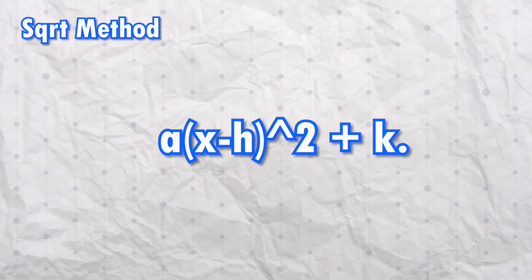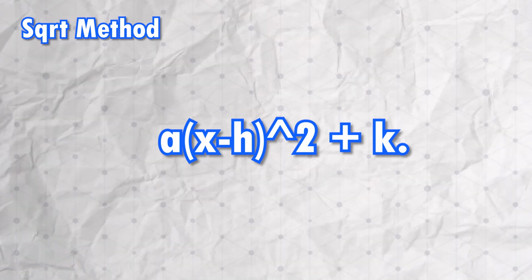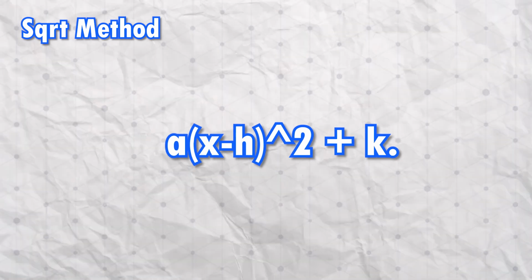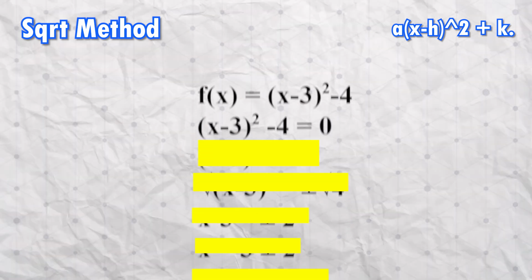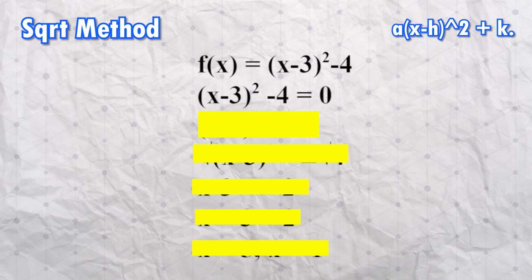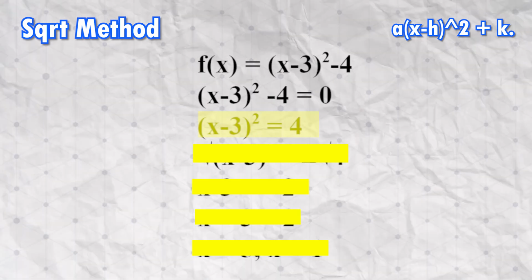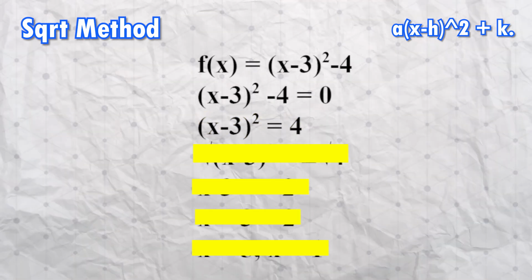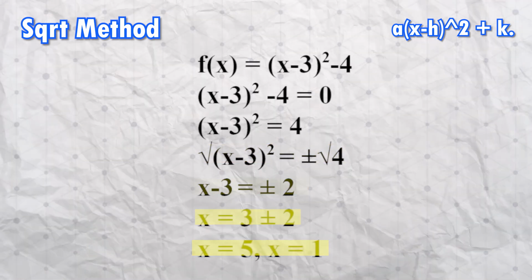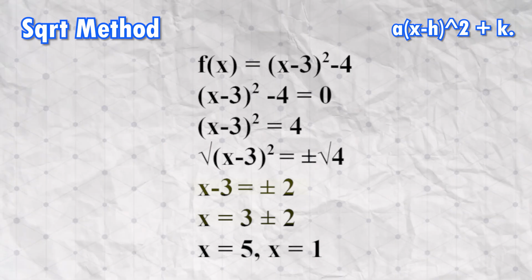Now, this is for when the quadratic is in the format of a(x minus h) squared plus k. This is the exact same process as the previous method, but with one extra step. Let's say we have f of x equals (x minus 3) squared minus 4, and f of x is equal to 0. First, we would change f of x to 0, and now we move the constant to the other side. Now, we take the square root with the plus minus sign, and we add 3 to both sides, giving us x equals 3 plus minus 2. It's really simple.